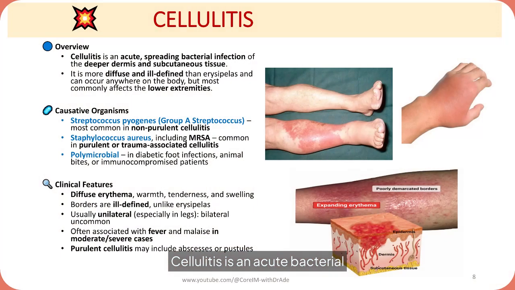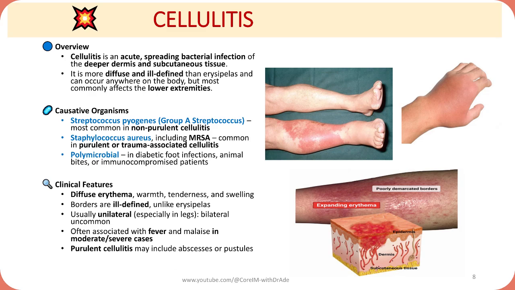Cellulitis is an acute bacterial infection of the deeper dermis and subcutaneous tissue. It is diffuse and often affects the lower extremities. Common organisms include Streptococcus pyogenes and Staphylococcus aureus. Symptoms include diffuse redness, warmth, and swelling, often with fever in severe cases.